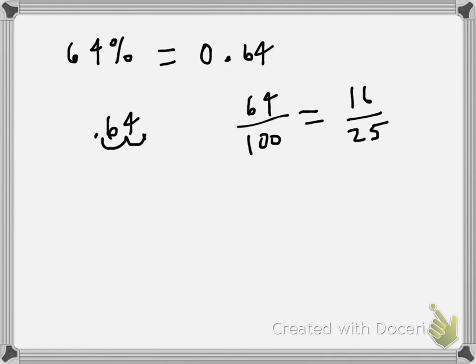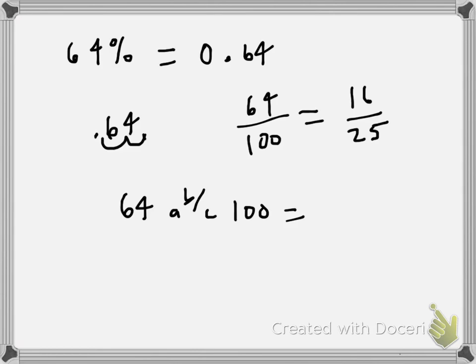Reduce our fractions to lowest terms is basically what we're doing. Remember, you can just use that fraction key in your TI-30 calculator if you've got one of those. You do your 64, then your fraction key, 100, and it will reduce it down for you. You get that 16 over 25 right away.